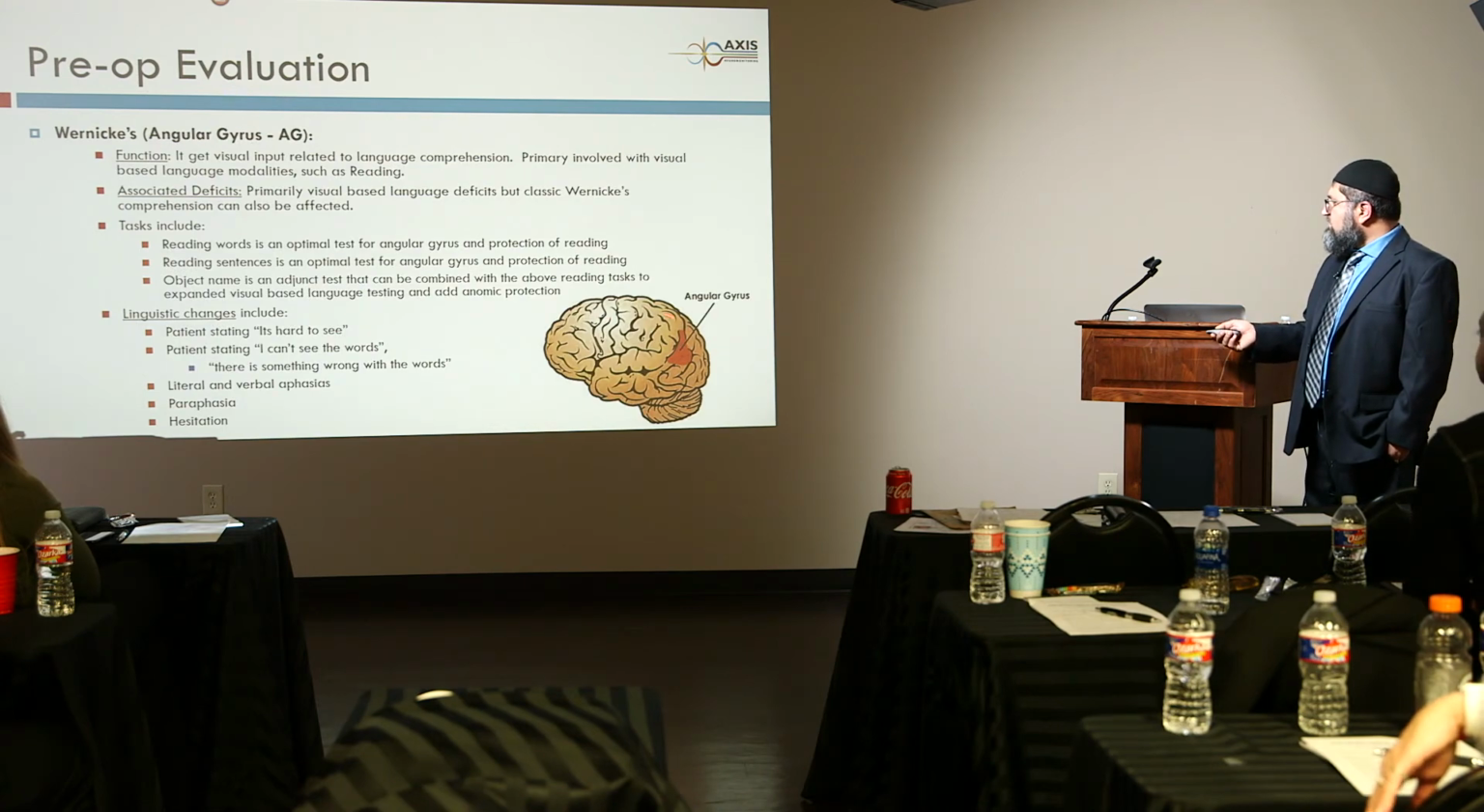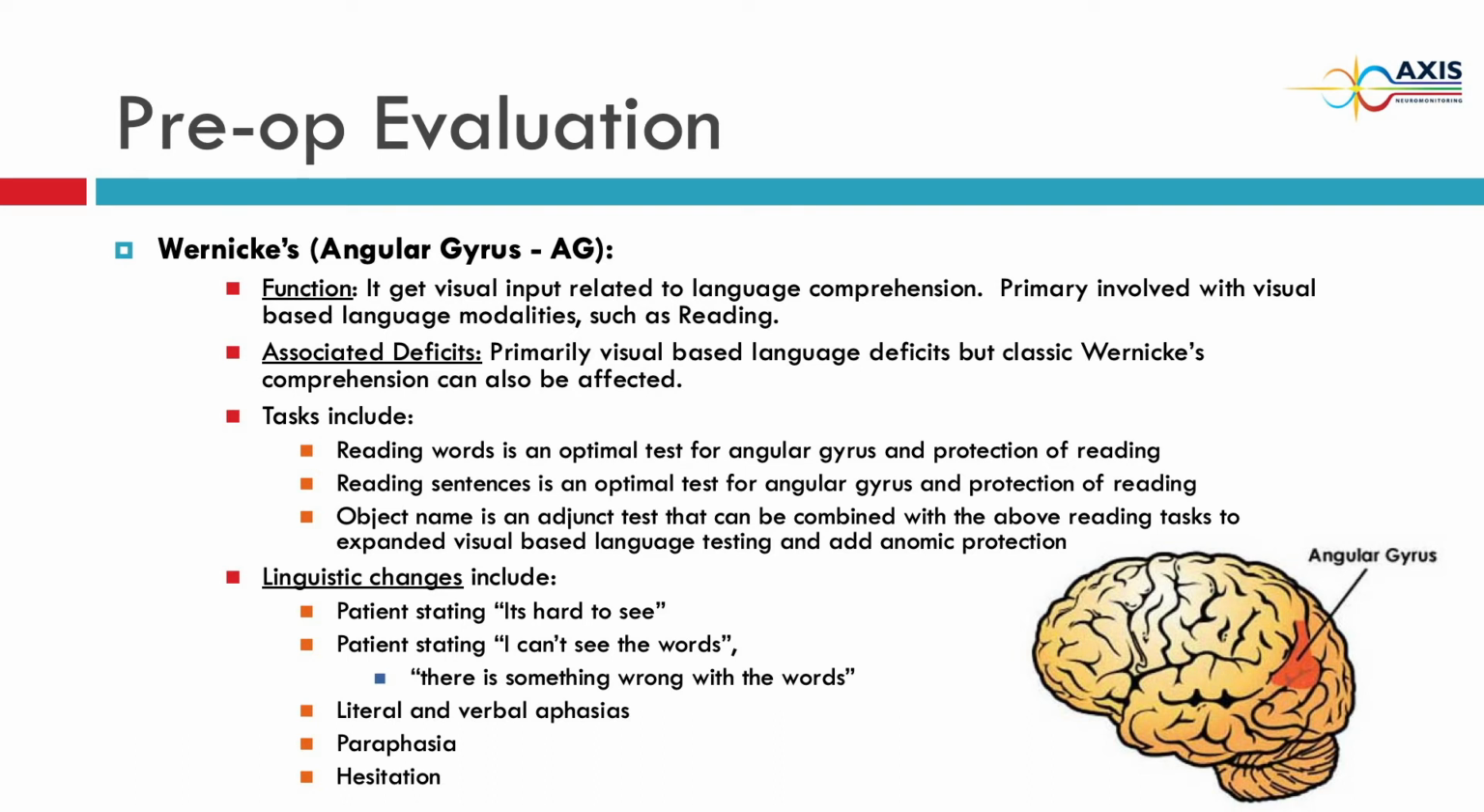Wernicke's area has the angular gyrus, and it gets visual input related to language, so it has input from the visual area. STG has input from the auditory area. Angular gyrus has input from the visual area. So if this is damaged, it will depend on the deficit. The patient will say it's hard to see, I cannot see the words, there's something wrong with the words, or they will have a kind of aphasia, paraphasia, or hesitation to say that. But that hesitation will not be due to Broca's deficit, it is because of Wernicke's, because they cannot identify the structure through the naming.